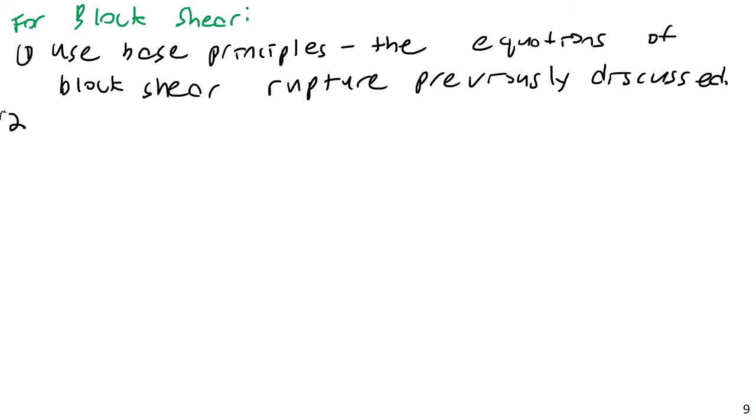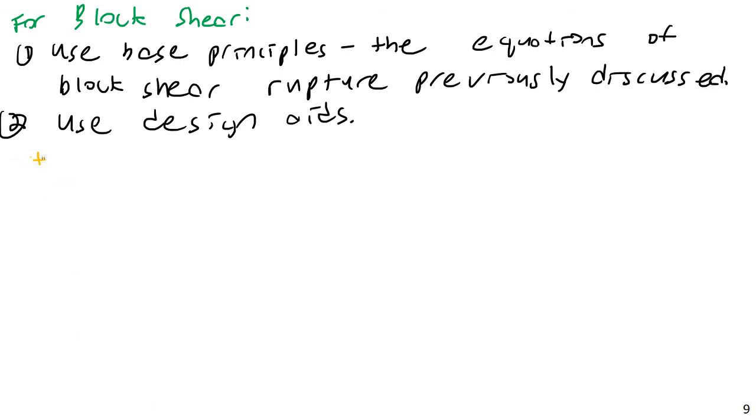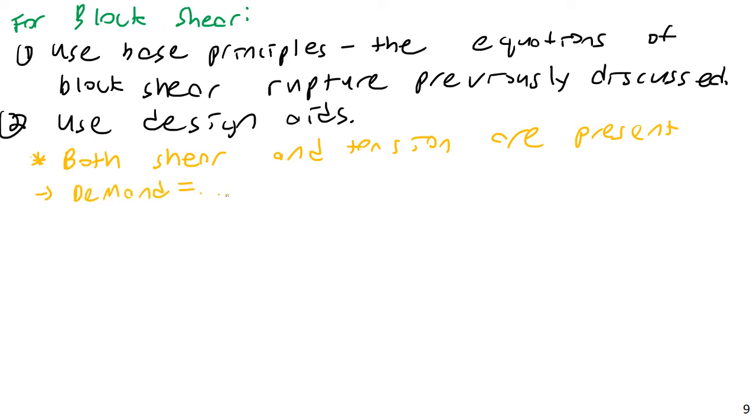And the second method, of course, just like before, is to use design aids. The big idea here is that we're going to have both shear and tension present. In this case, we're always talking about steel design, demand versus supply. Demand usually is going to be equal to the reaction at the beam end, or just reaction of the beam.